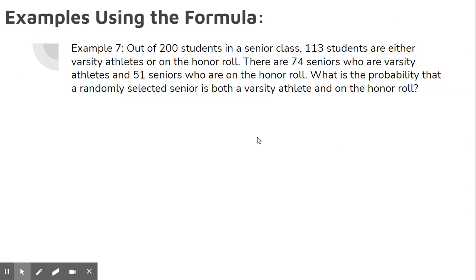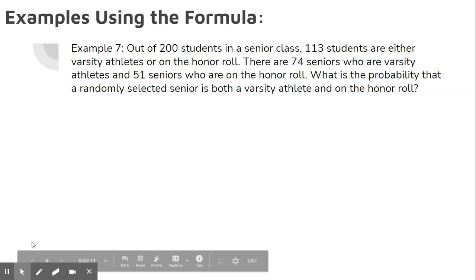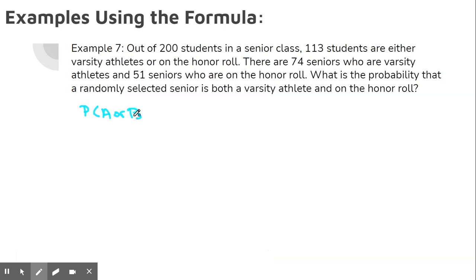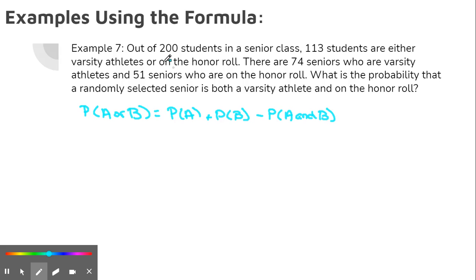Okay, in the next problem, we're going to use our overlapping formula here, and I'll write it down so we can look at it. The probability of A or B equals the probability of A plus the probability of B minus the probability of A and B. When we look at this, we're going to be aware of a couple things.